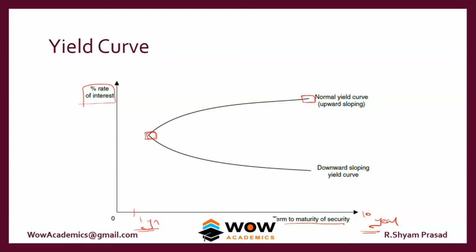So usually the interest rate will be going upwards with time. The higher the time, the higher will be the interest rate, and the lower the duration of the bond, the lower will be the interest rate. But occasionally, the longer term interest rate can be below the short term interest rate. So this is called the downward sloping yield curve.